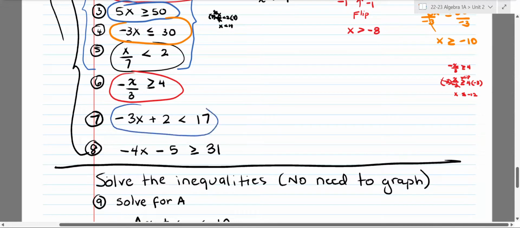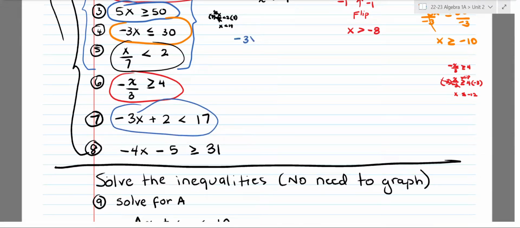So this one, you have negative 3x plus 2 less than 17. Before we can get this term by itself, we have to get rid of the plus 2. So we do the opposite, which is minus 2. So negative 3x less than 15. And now we only want the x, so we have to get rid of this negative 3. Since it's negative 3 times x, we're going to divide out negative 3. Oh, and because it's negative, we need to flip. So it's going to be x greater than negative 5.